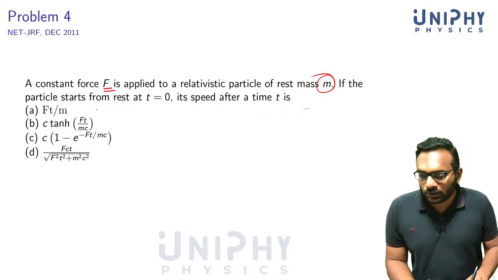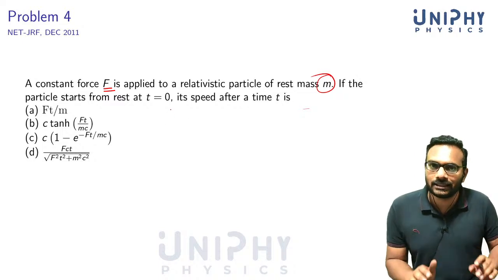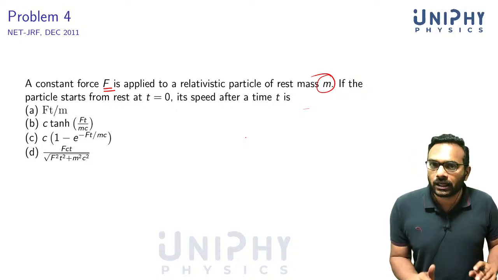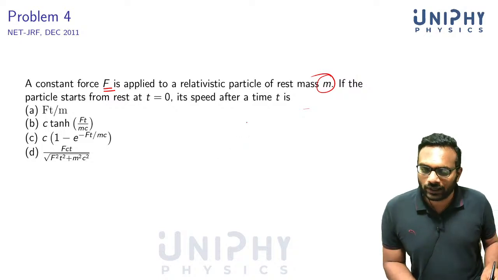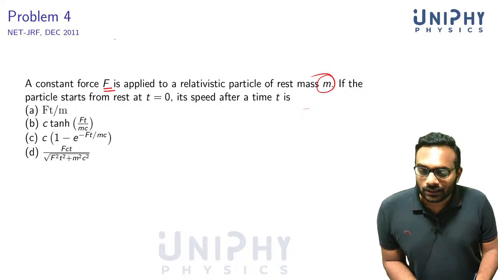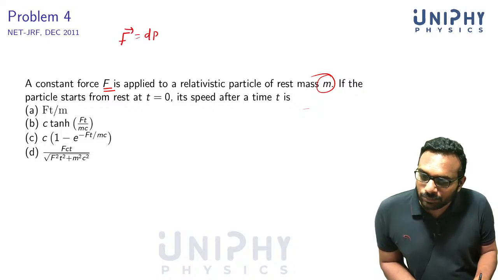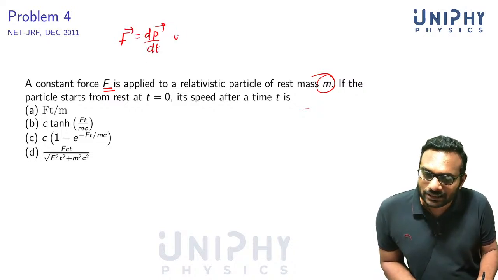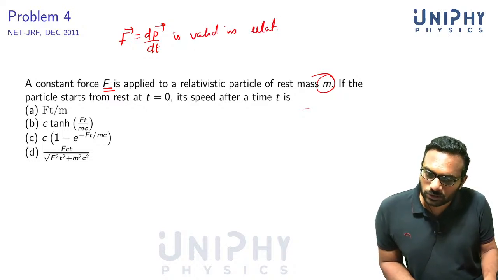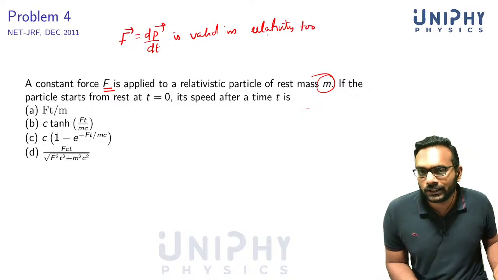So this is an initial condition given. If the particle starts at rest, it's at rest at t equal to 0, that's the initial condition. Now the question is, which equation have you to solve in order to find this? What you must remember is that Newton's second law, F is equal to dp by dt, is valid in relativity also.